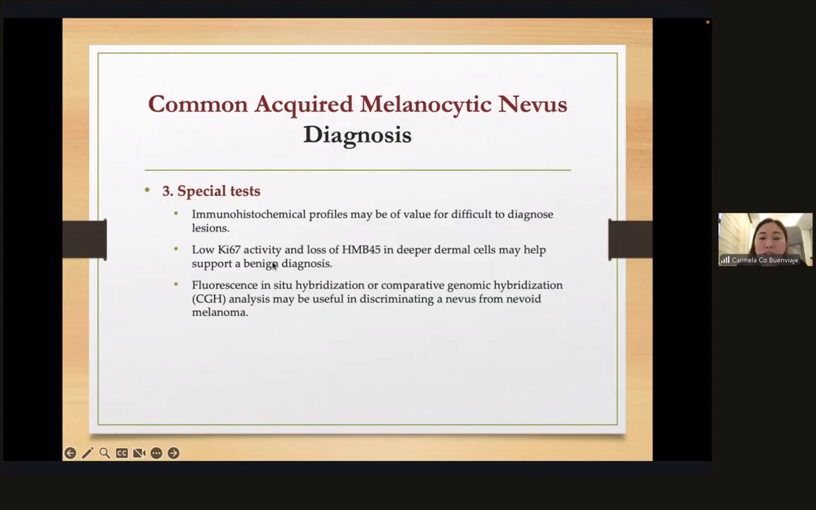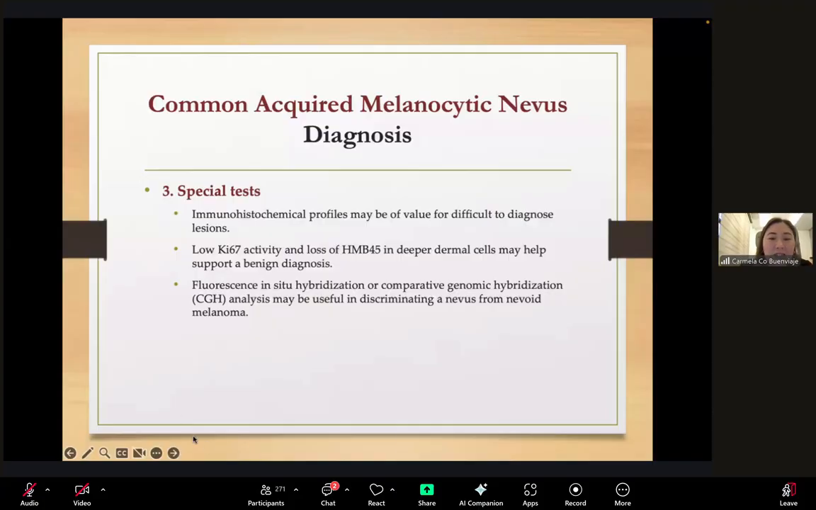Low Ki-67 activity and less loss of HMB45 in deeper dermal cells may help support a benign diagnosis. And fluorescent in situ hybridization or comparative genomic hybridization analysis may be useful in discriminating a nevus from a nevoid melanoma. So there we can do special tests.